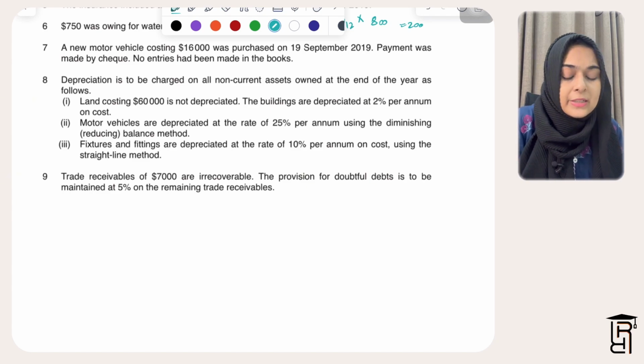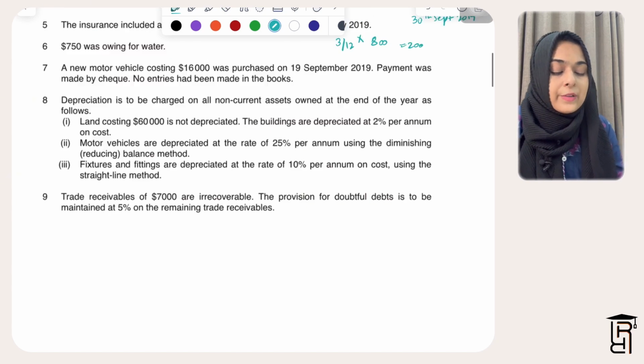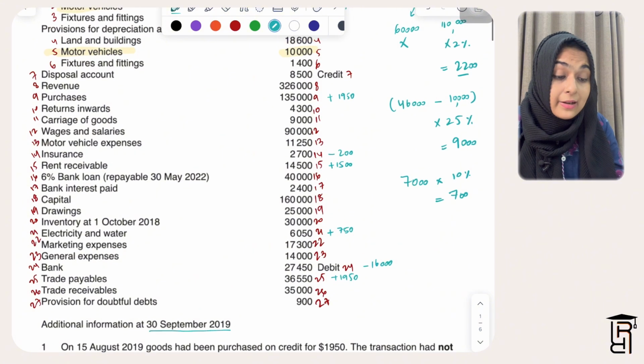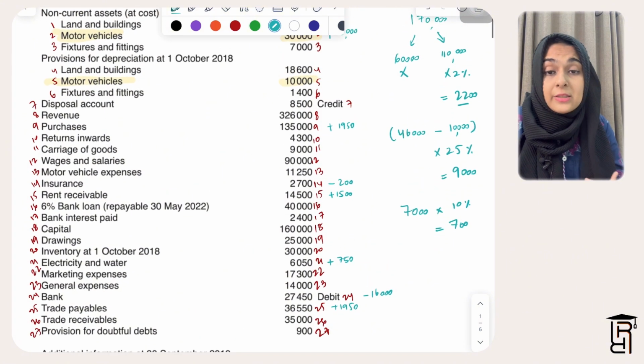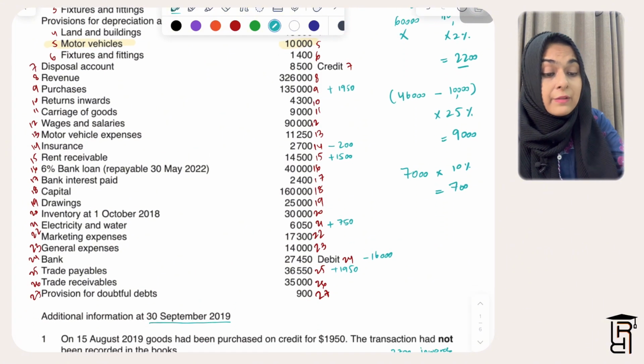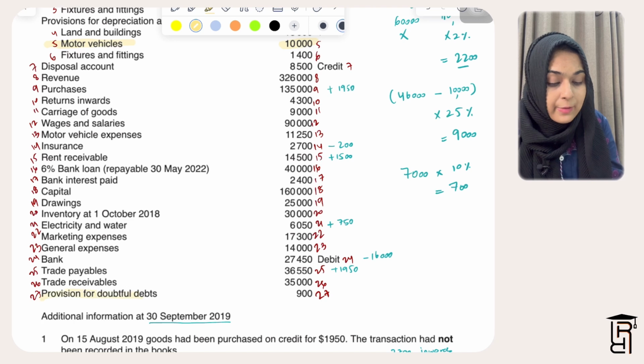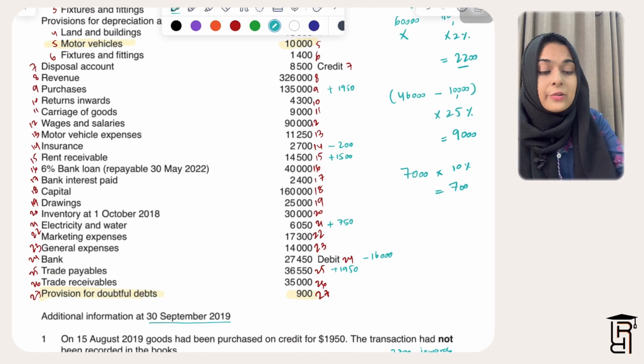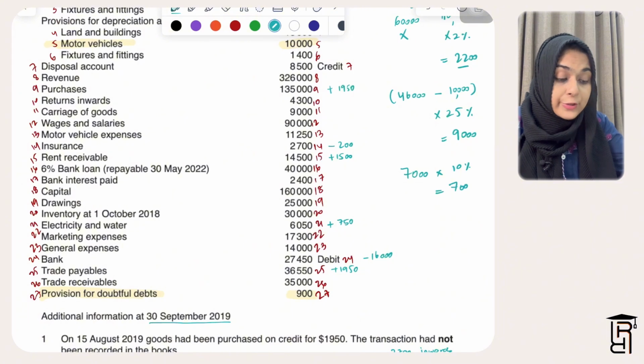The last point here, point number 9, is saying trade receivables of 7,000 are irrecoverable. The provision for doubtful debts is to be maintained at 5% of the remaining trade receivables, which means that they have been making provision for doubtful debts in the past years. And if we look at the question carefully, provision for doubtful debts is the last value here in the balances, that is 900. So simply I need to calculate the new provision for doubtful debts. What are my trade receivables? My trade receivables are 35,000.